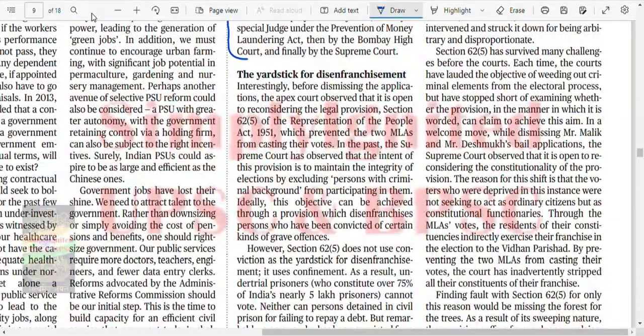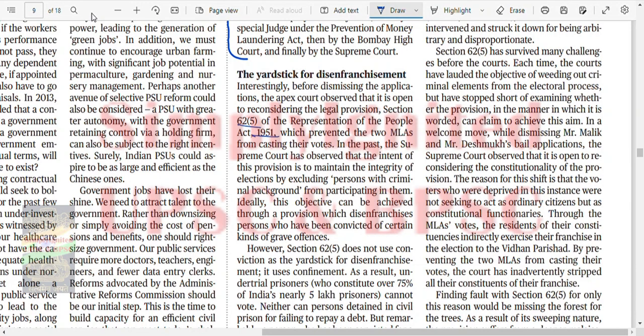The Apex Court observed that it is open to reconsider the legal provision 62.5 of ROPA, which prevented MLAs from casting their vote. In the past, the Supreme Court has observed that the intent of this provision is to maintain the integrity of elections by excluding persons with criminal background from participating. Ideally, this objective can be achieved through a provision which disenfranchises persons who have been convicted of certain kinds of grave offences.